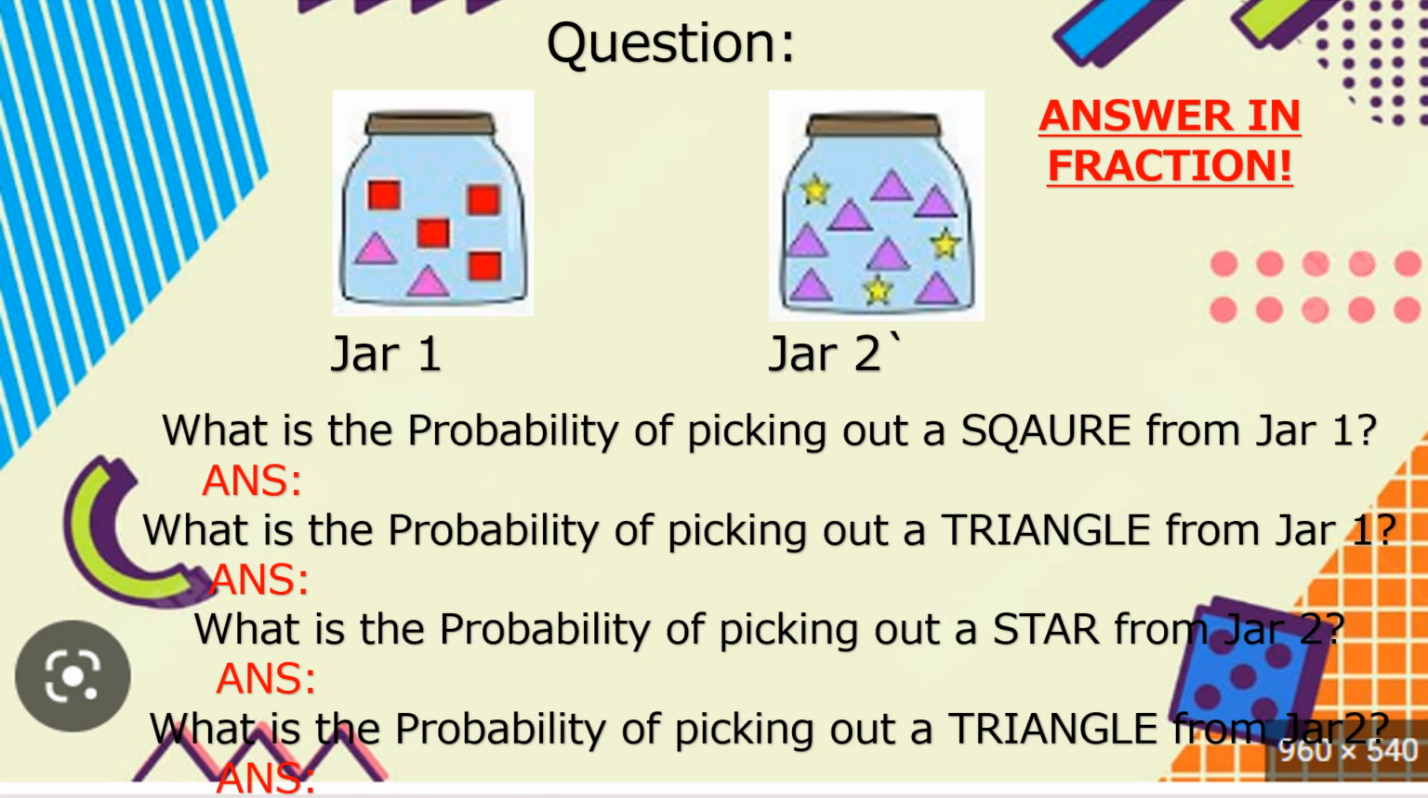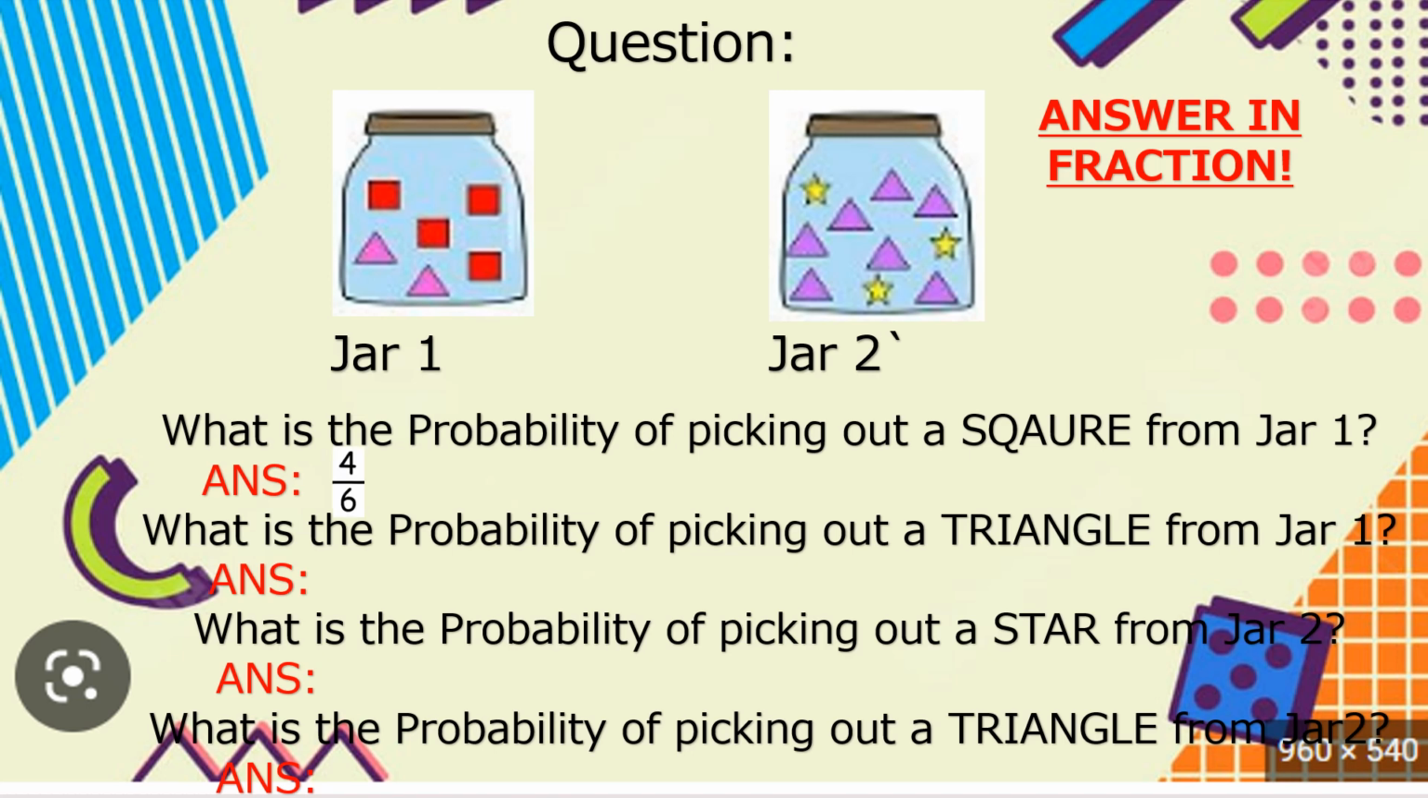So here we have another question, and we have 2 jars. We have to answer in fraction. What is the probability of picking out a square from jar number 1? First, let's count how many shapes there are in jar 1. 1, 2, 3, 4, 5, 6. There are 6 shapes in jar 1. And now let's count how many squares there are in jar 1. 1, 2, 3, 4. There are 4 squares. So the answer will be 4 over 6.